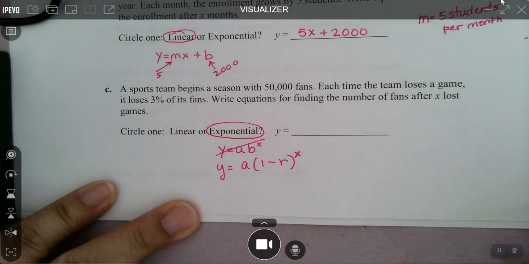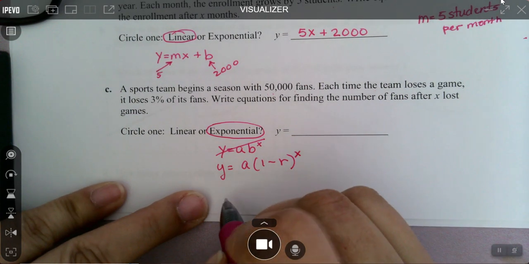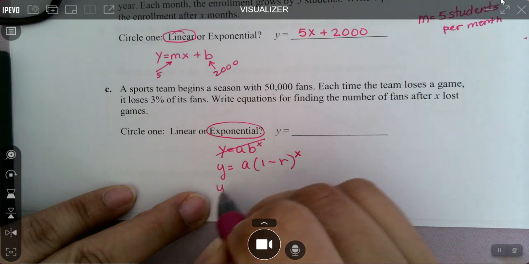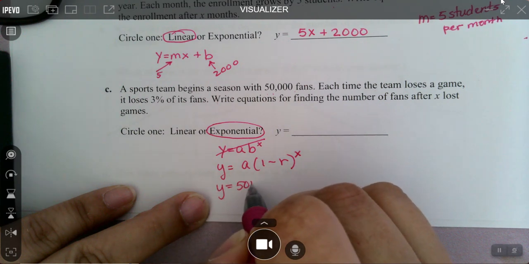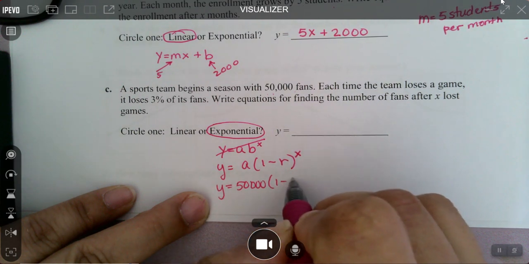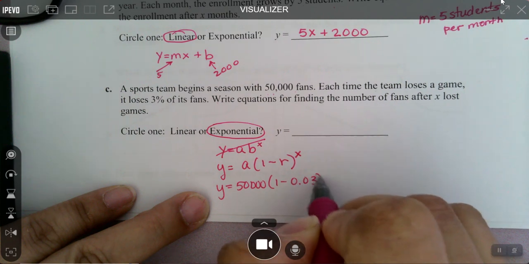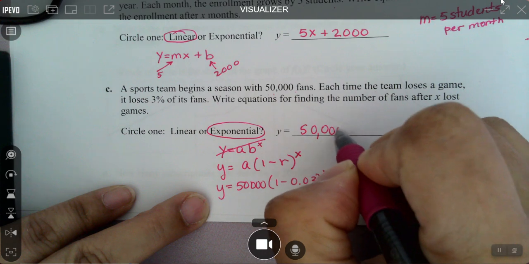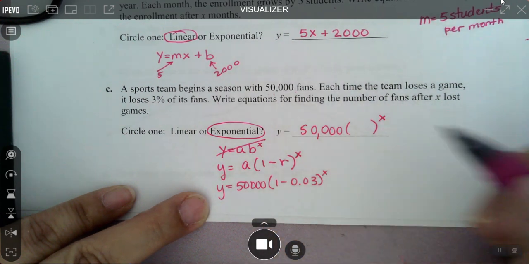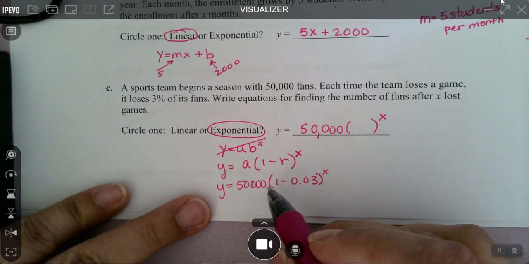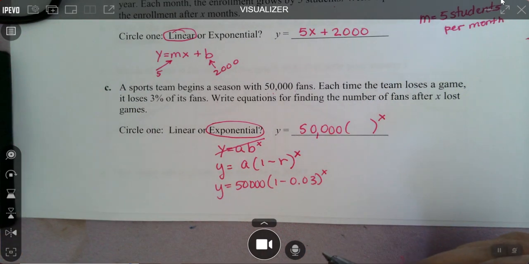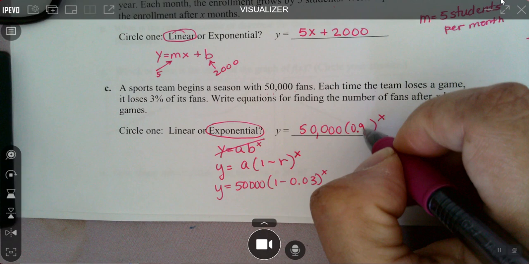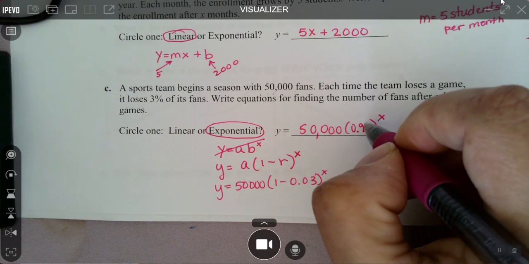Who wants to share this one? Go, Savannah. 50,000, A? Yes. In parentheses, 1 minus 0.03. Okay. So if we clean up the base, what's the number inside the parentheses? What is 1 minus 0.03? Point what? There we go.